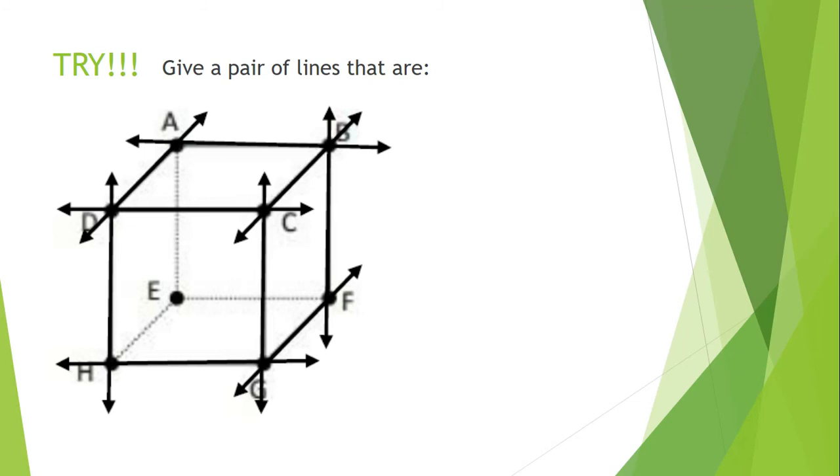Give a pair of lines that are perpendicular. So perpendicular meaning to say they intersect at 90 degrees.